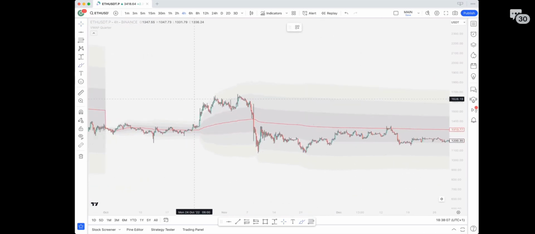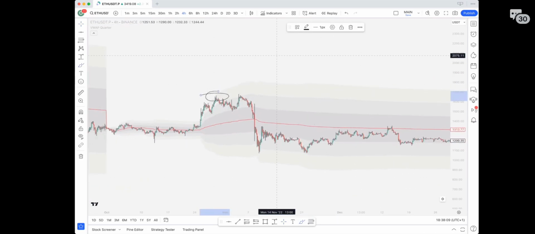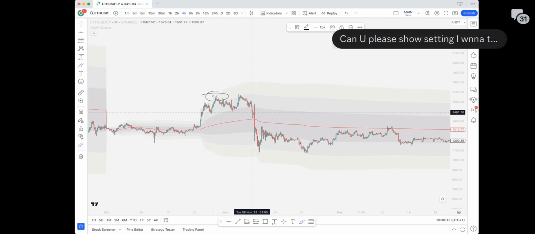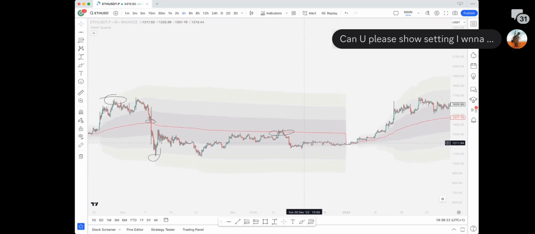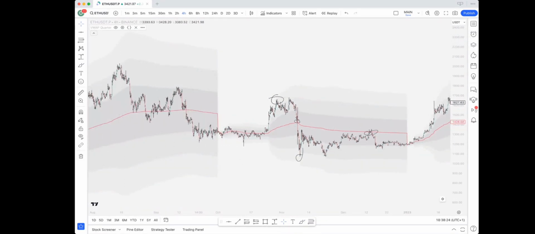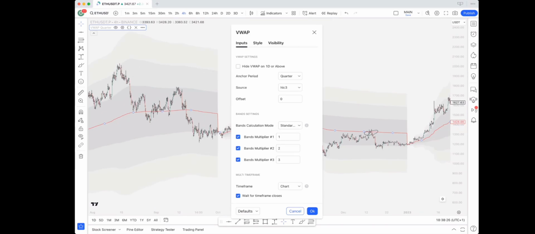You'd short the deviation band here. So you'd short the third deviation band, which is the lightest color. Short, TP into VWAP. Long the deviation band, TP into VWAP. See here, nothing else happened. Show the settings. So it's just the 1, 2, 3 standard.